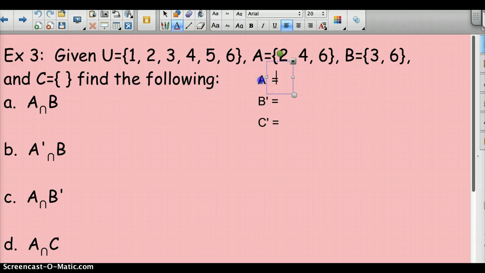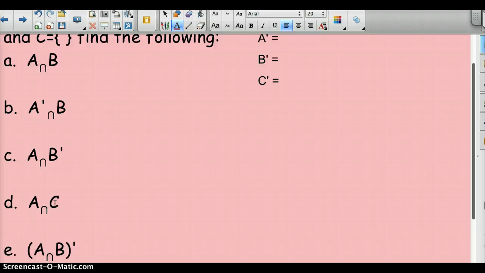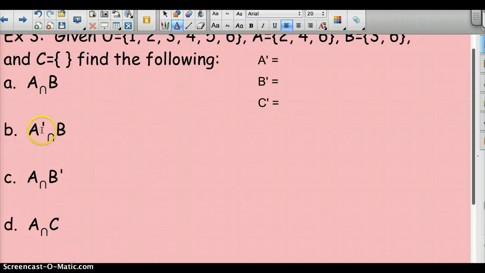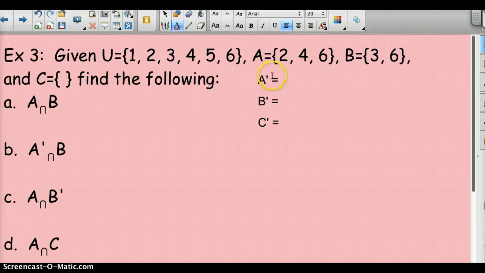Now, as we start here, I will warn you, every time I do this stuff, I look through my examples first and see if there's something in there that I'm going to need. I notice I'm going to need to know what A prime, B prime, all of the complements are. So I started out over here and actually wrote out what the complements were first. Now, you don't have to do this. It's just a suggestion.